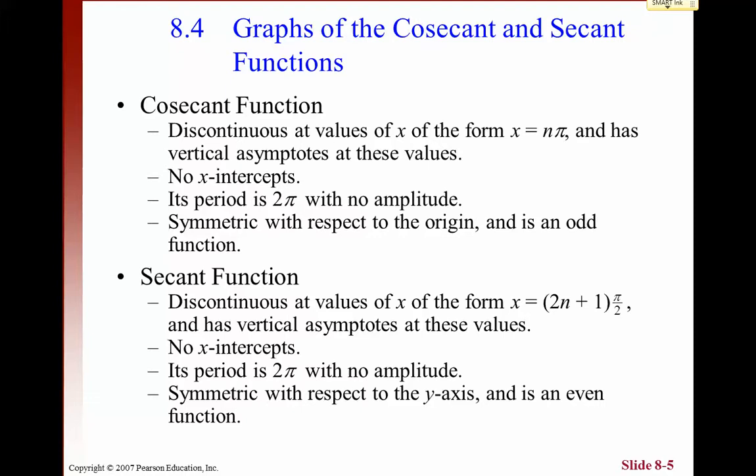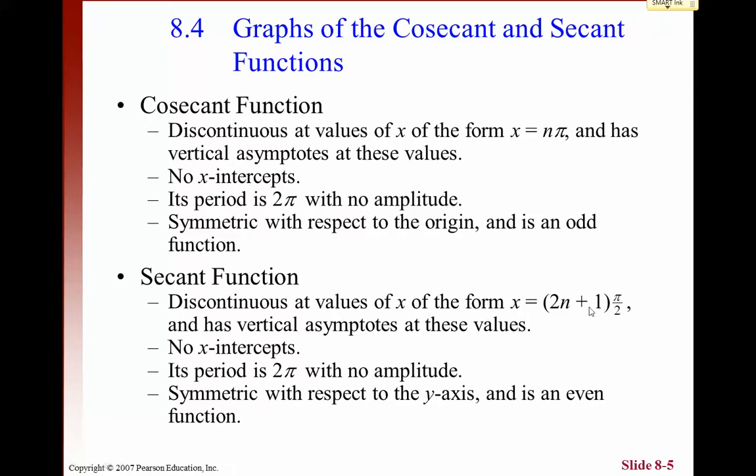So the cosecant is discontinuous whenever sine x equals 0, and that happens at every multiple of pi, right? There are no x-intercepts, there's no amplitude. Its normal period, without any shifting, is 2 pi. And it's symmetric with respect to the origin, so it's an odd function.